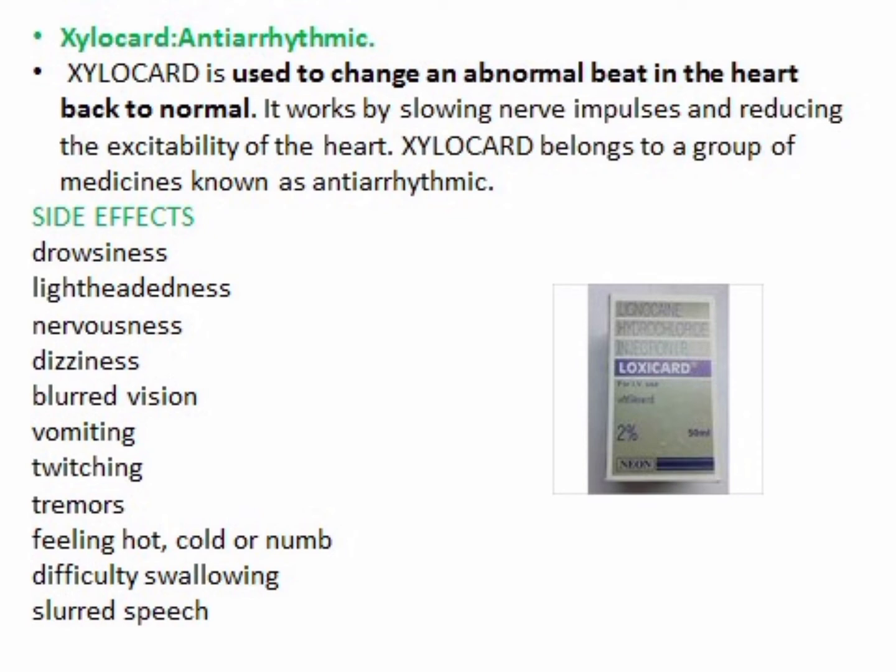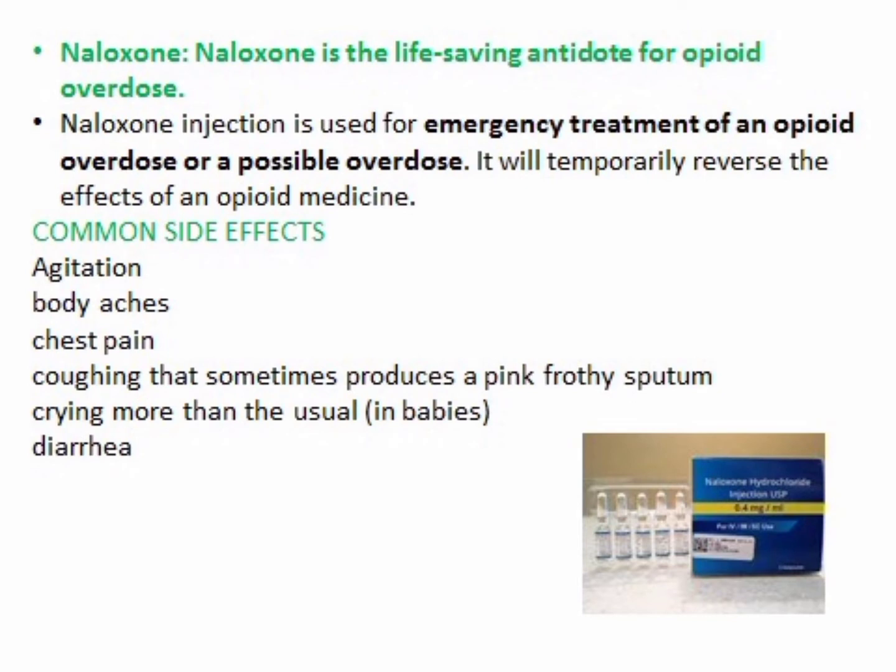difficulty swallowing, slurred speech. Next is naloxone. Naloxone is the life-saving antidote for opioid overdose. Naloxone injection is used for emergency treatment of an opioid overdose or a possible overdose. It will temporarily reverse the effect of an opioid medicine. Common side effects are agitation, body ache, chest pain, coughing that sometimes produces a pink frothy sputum, crying more than usual in a baby, diarrhea.